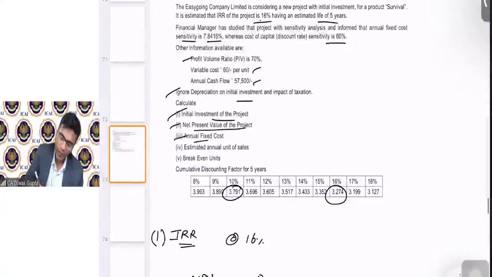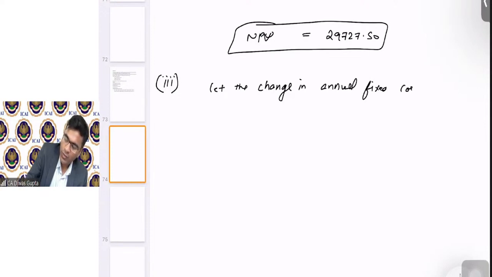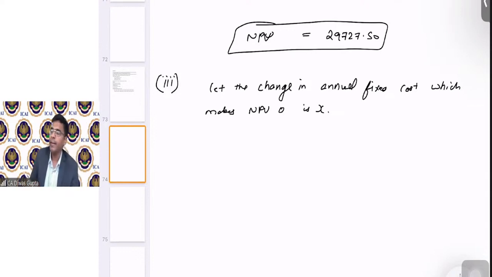Third part, annual fixed cost. Now, students, for annual fixed cost, we have NPV, and we have the sensitivity factor for annual fixed cost. Can we use that? Yes. So let the change in annual fixed cost, which makes NPV 0, be X. What does that mean? Annual fixed cost is a component included in the cash flow for the next 5 years, right?